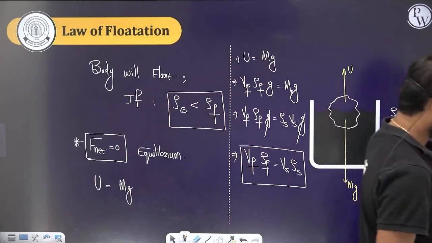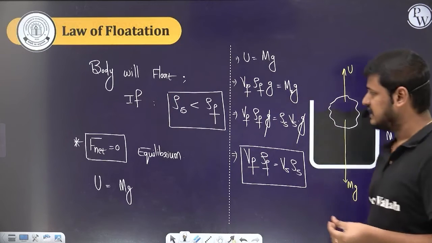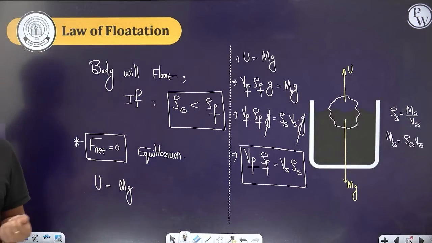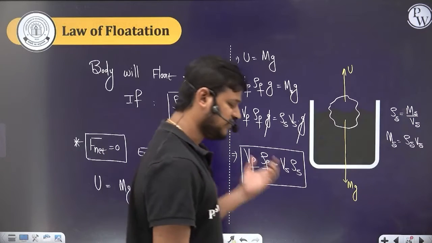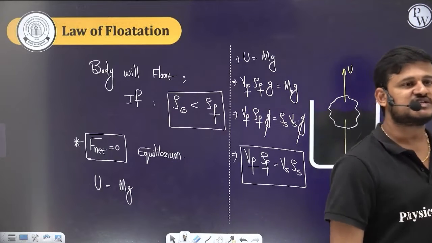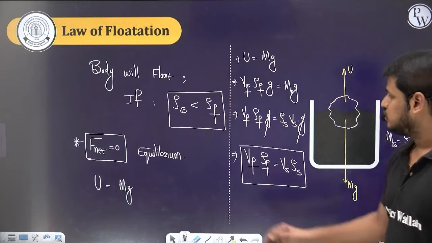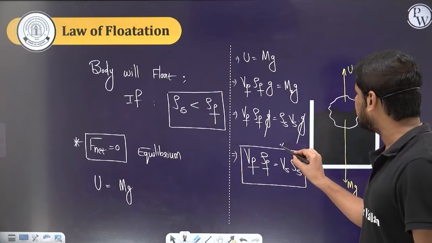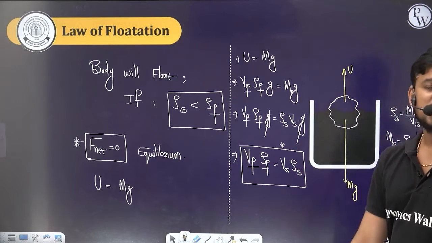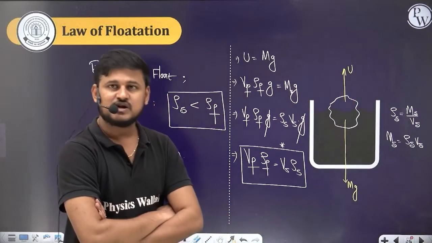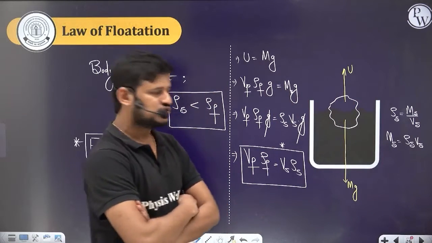Understood, guys? This statement, everyone? Clear? So what does the law of flotation say? When an object is floating on any liquid, the net force acting on it is 0. That means it's in equilibrium. After writing the condition, we have Vf rho f equals Vs rho s. Done, everyone? Clear? Chal. Let's move further.